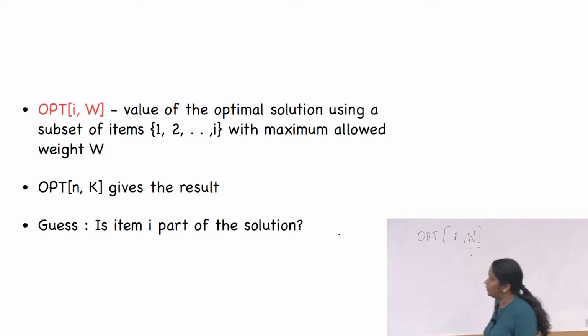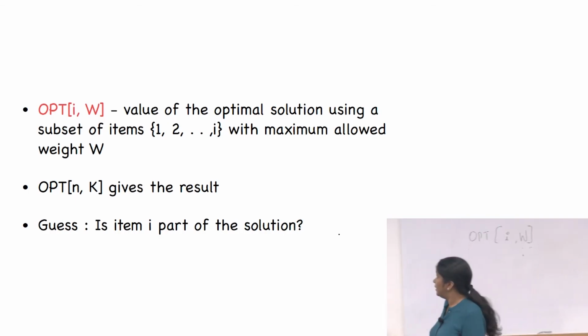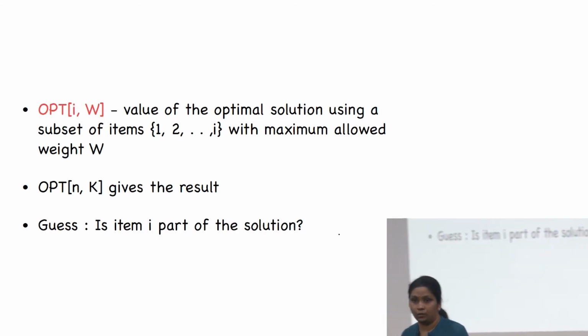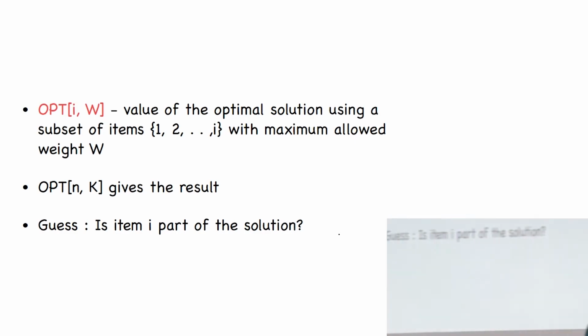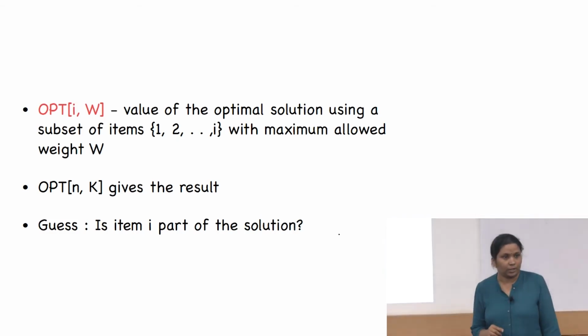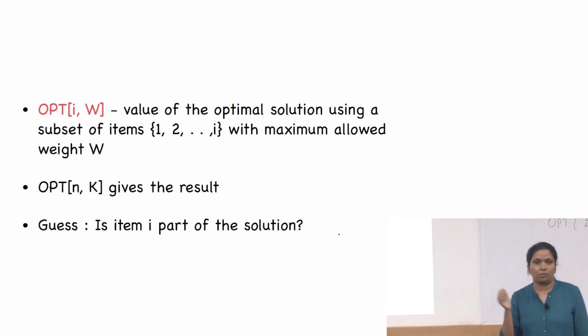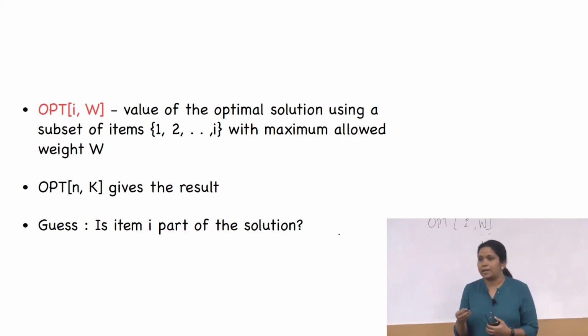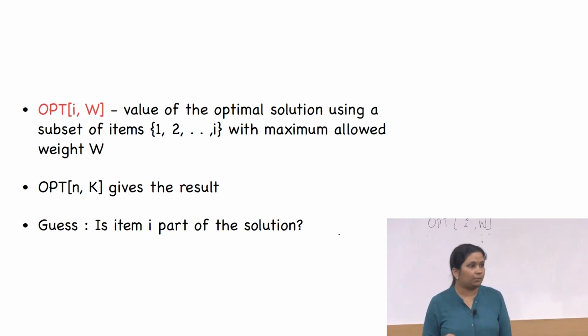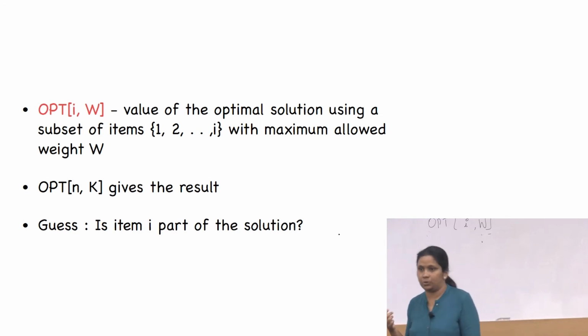So opt of I comma w is the subproblem I define: the value of the optimal solution using a subset of items from 1 to I, where the maximum allowed capacity is w. If you solve this, you have solved the problem because opt of n comma k is the result you are looking for. So this is the subproblem. Next, you want to write the recurrence for it. I said we'll make a choice, or a guess, about the solution.